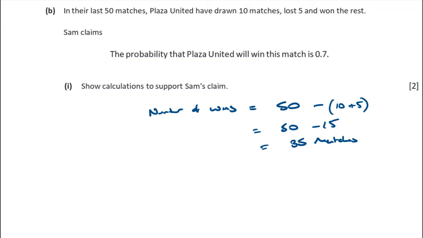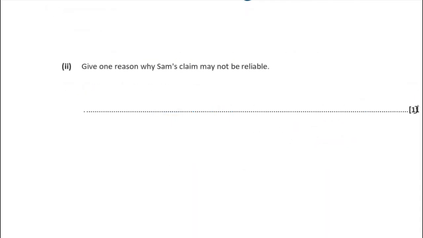Now we said earlier that the probability of success is going to be successful outcomes, of which there are 35 wins, divided by total outcomes, of which there are 50 matches. So the probability is 35 over 50. Now if you type that into your calculator, I either use the fraction key or the divide key, 35 divided by 50. You can see that comes out to be 7/10 or 0.7. Okay, so presumably that is how Sam did his maths to come up with this answer, that the probability of a win is 0.7. Now part 2 says, give one reason why Sam's claim may not be reliable.